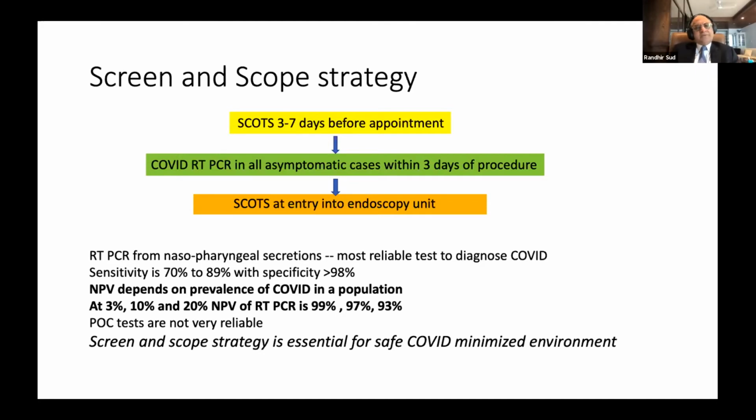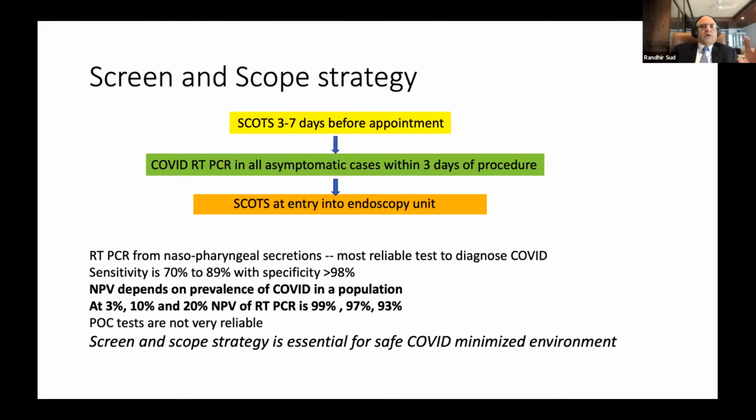And now coming to RT-PCR from nasopharyngeal secretions, it is till date the most reliable test to diagnose COVID. Its sensitivity may be just 70%, but certain studies show that it could be even up to 89%. But even at a conservative estimate of 70%, it still has a very high specificity of more than 98%. The most important thing is the negative predictive value. The negative predictive value of RT-PCR depends upon the prevalence of COVID in the community. If you have a prevalence of 3%, 10%, or 20%, the negative predictive value of RT-PCR will be up to 99%, 97%, or 93%. So if you have done SCOTS and the patient is RT-PCR negative, then there is an extremely low chance that the patient will be an asymptomatic patient who will give you infection.